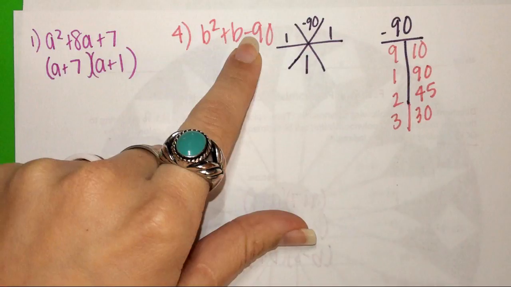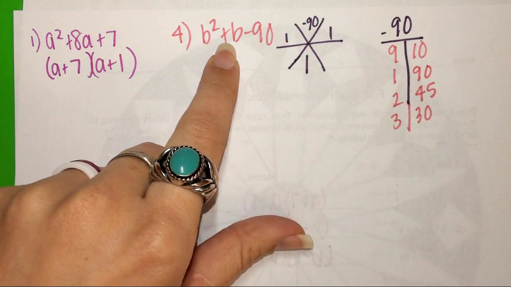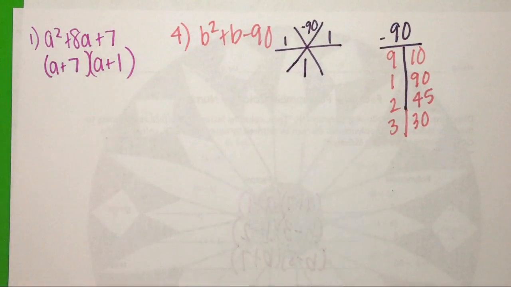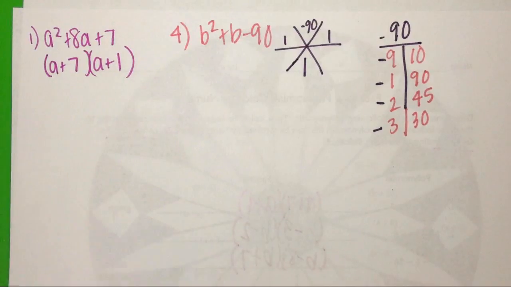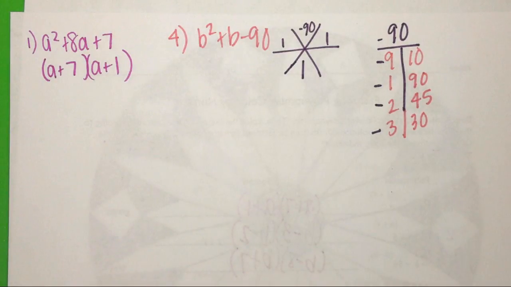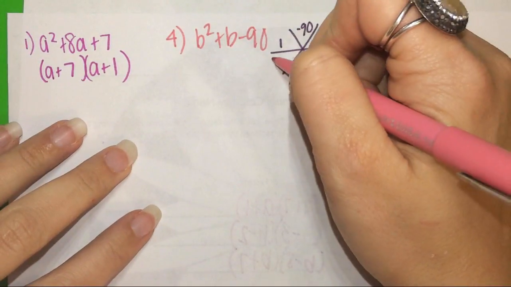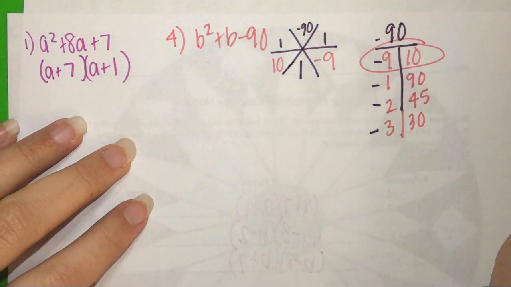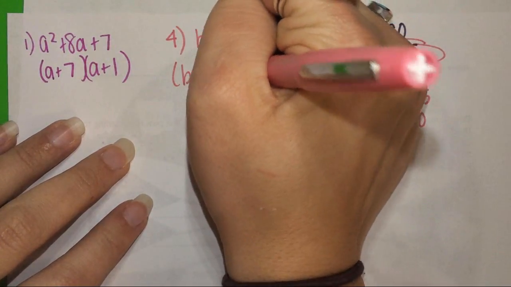Now since this is negative, that means that our big factor has to match this. So our big number is going to be positive, right? That means that all of these are going to be negative. Now, add these together and see which one gives us positive 1. The first one. 10 plus negative 9 gives us positive 1. So we're going to write 10. We're going to write negative 9. And then we get b plus 10 and b minus 9.